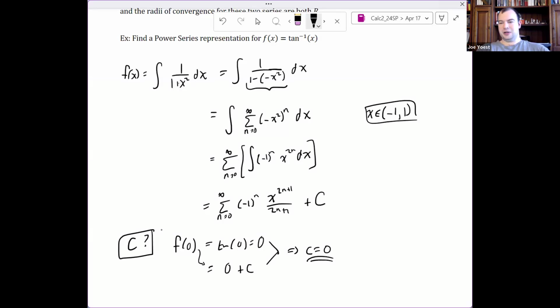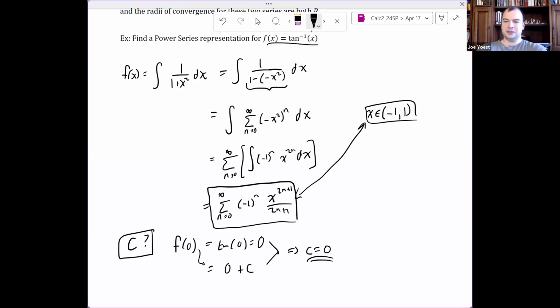So c has to be 0. Or I'll just erase my plus c here. And we see that on the interval x in minus 1 to 1, arctan x can be written this way.